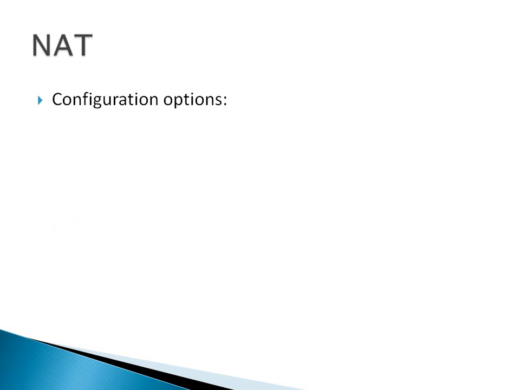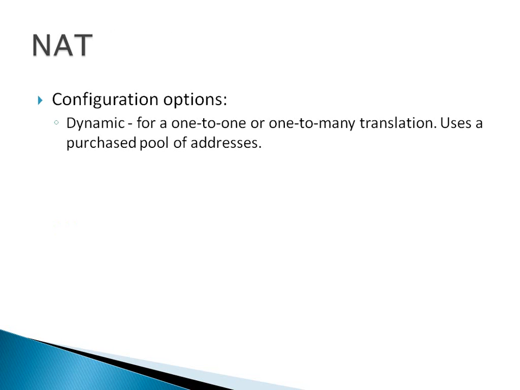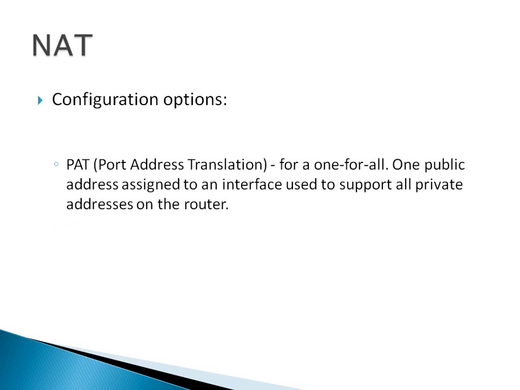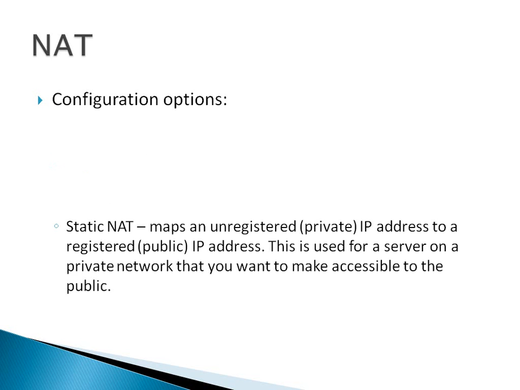Configuration options. Dynamic, for a one-to-one or a one-to-many translation, uses a purchased pool of addresses. PAT, port address translation, for a one-for-all: one public address assigned to an interface is used to support all private addresses on the router. Static NAT maps an unregistered private IP address to a registered public IP address. This is used for a server on a private network that you want to make accessible to the public.